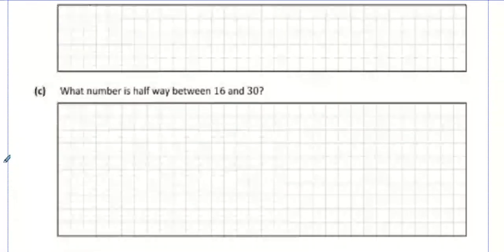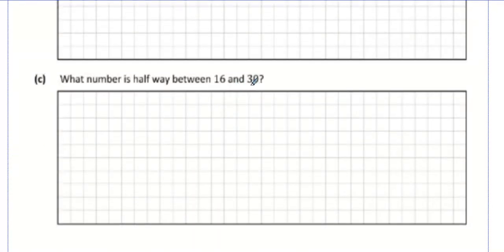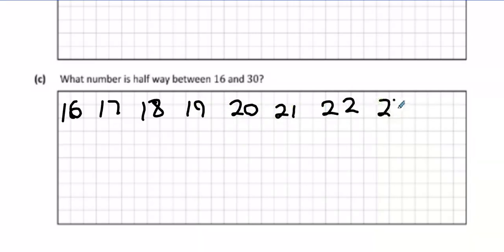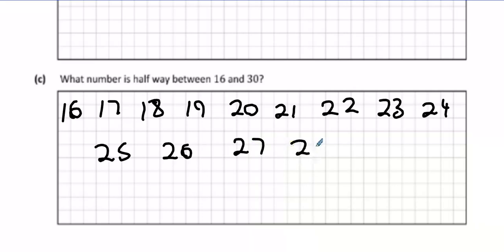This is difficult. Write the number that is halfway between 16 and 30. Now, here's what you need to do. Two ways of doing it. First way is the long way, where you write down all the numbers between 16 and 30, yeah? Now, this is a very long way of doing it. I wouldn't recommend it. But if you are stuck in a test and your brain is a bit foggy, here's a good way of doing it.